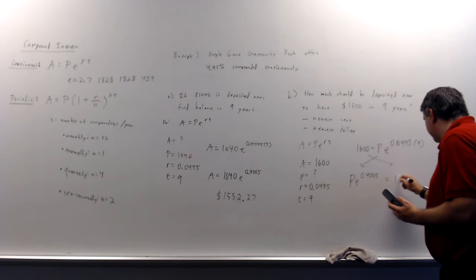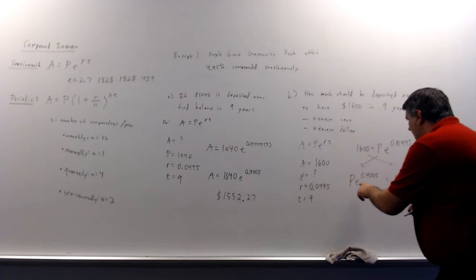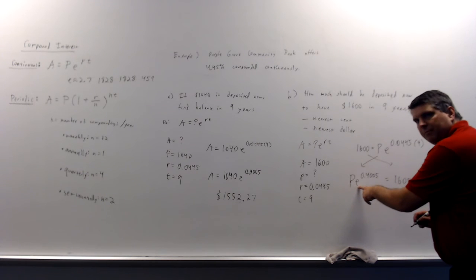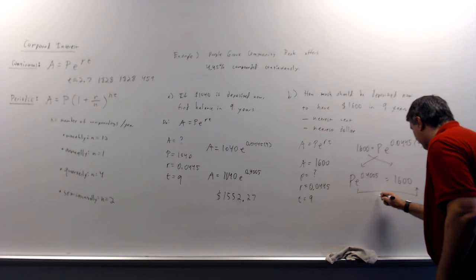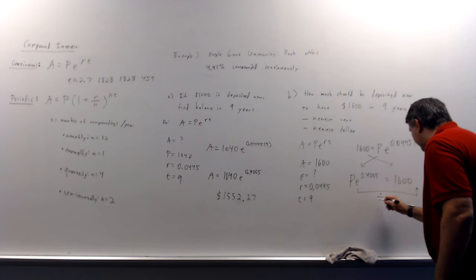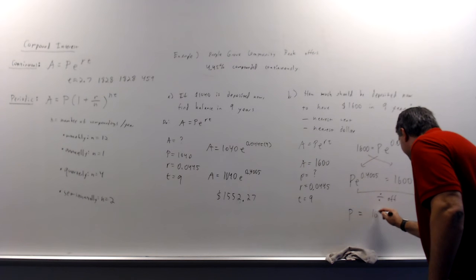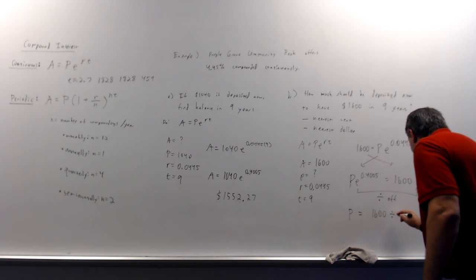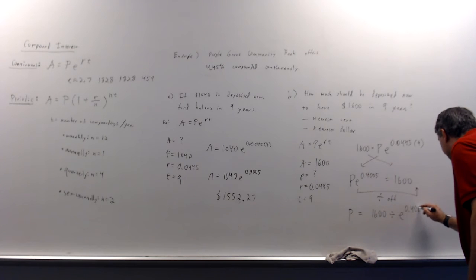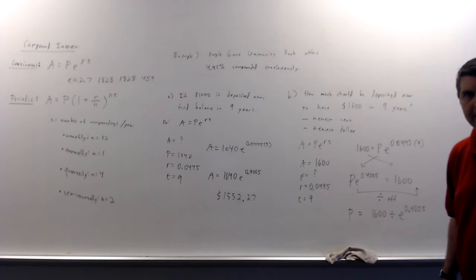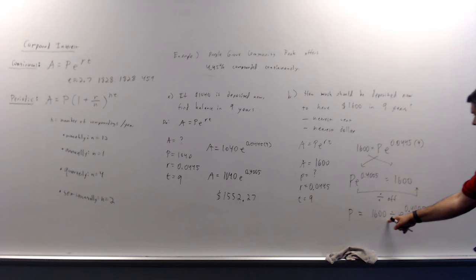0.4005. So 1600 equals P times e to the 0.4005. Now, my goal is to undo it. I got P times this e to something, so I'm going to undo the multiplication by dividing. And yes, that is the arithmetic division symbol, and that's what I'm going to use. So P equals 1600 divided by e to the 0.4005 power.